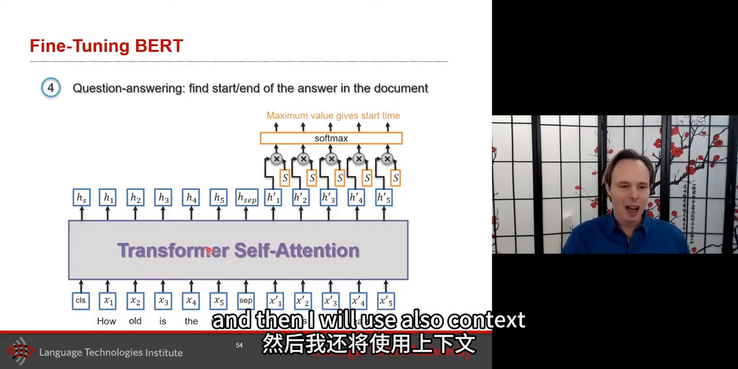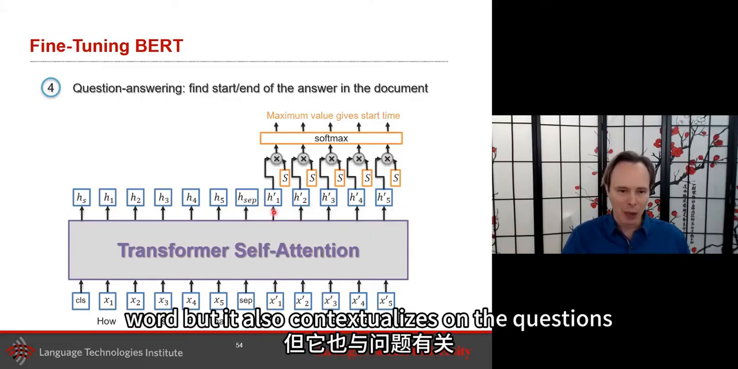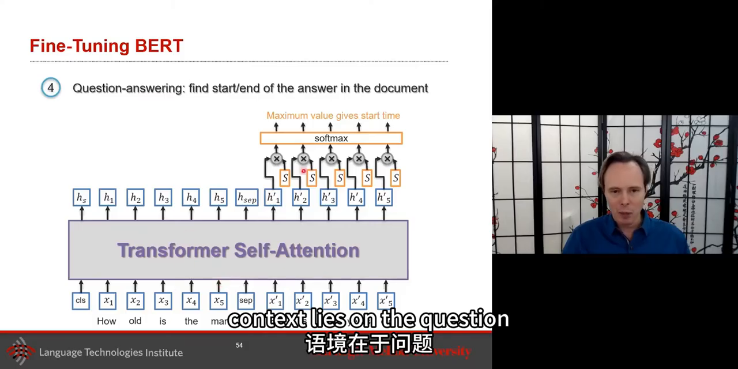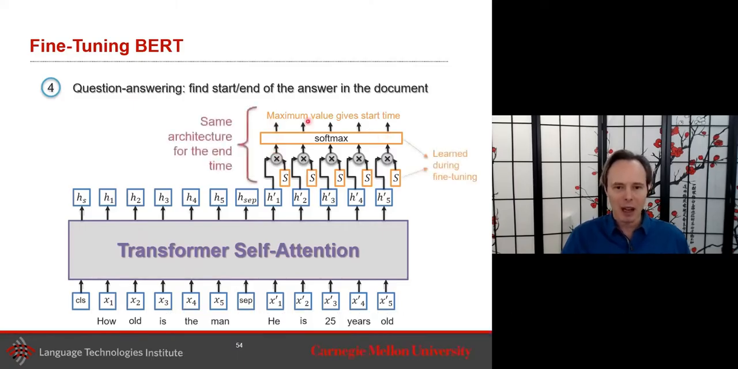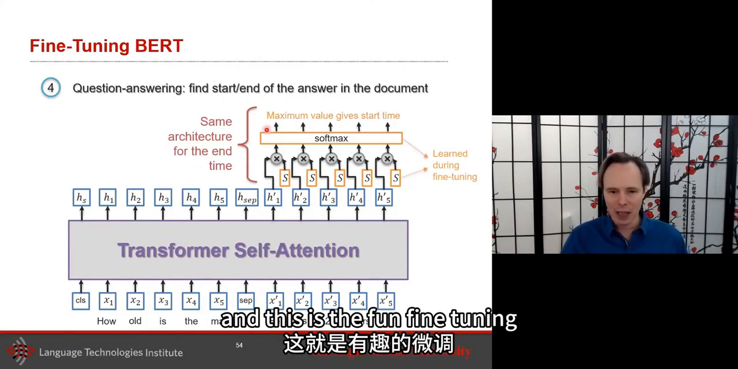And then I will use also context. The H is not just the embedding of the word, but it is also contextualized on the question. So the context is the embedding of the word contextualized on the question, and that will give me a nice result. You can do the same for the end token, and this is done through fine-tuning.